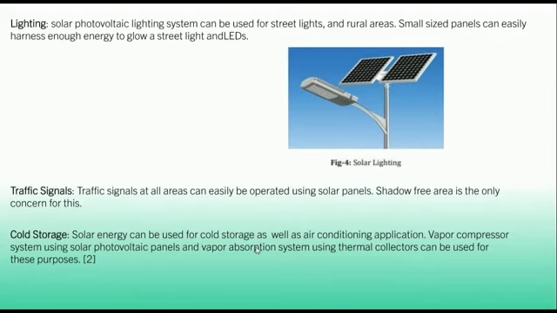Lighting. Solar photovoltaic lighting systems can be used for street lights and in rural areas. Small sized panels can be easily harnessed enough to glow a street light, and LEDs are used in the street lights. And the traffic signals. Generally, the traffic signals in all areas can easily be operated using solar panels. A shadow-free area is the only requirement for this. We can see the traffic signals on roads, highways, and so on. They control the cars and keep the vehicles from traffic jams.